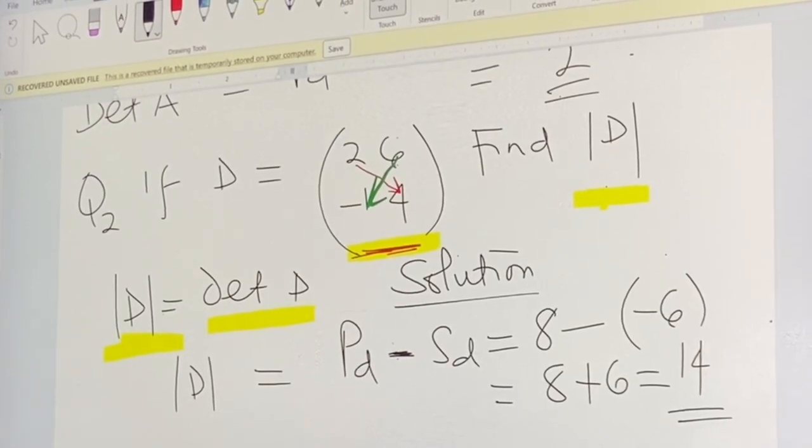So class, this is how we solve the determinant of 2 by 2 order of matrix. In our next video, we're going to focus on 3 by 3 order of matrix and how to find their determinants. Okay, thank you.